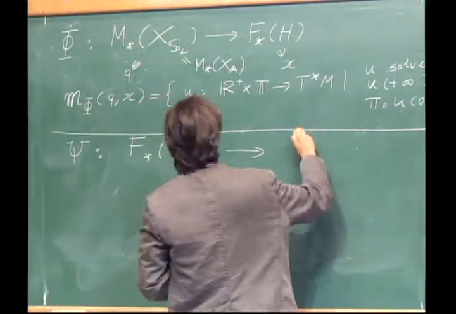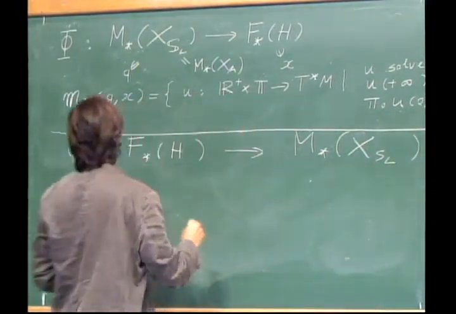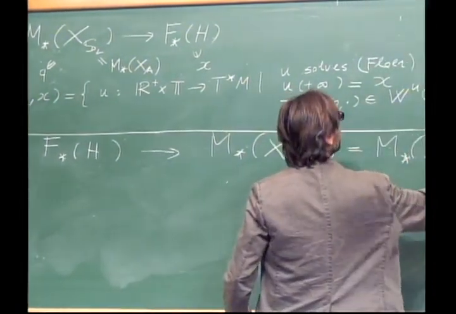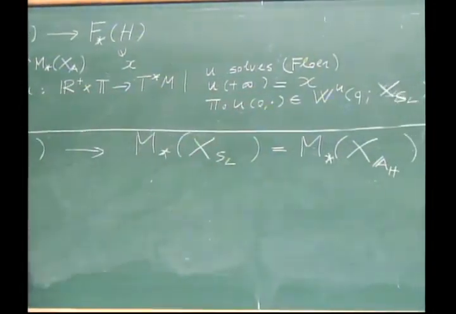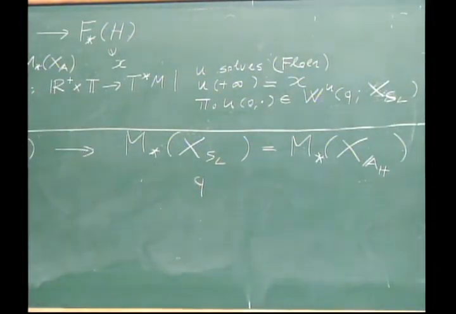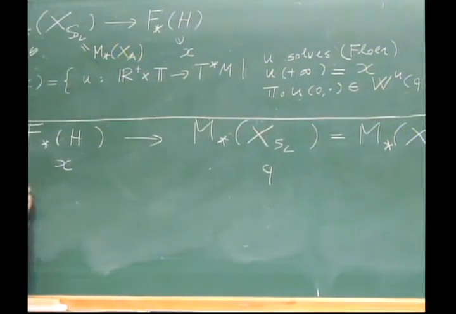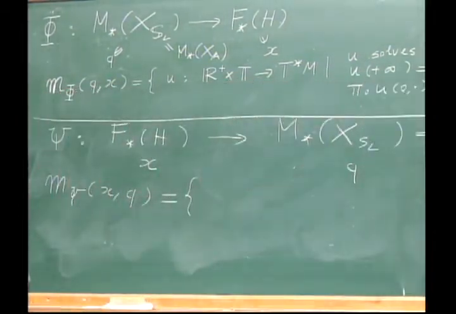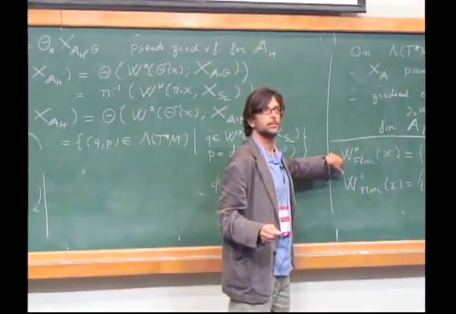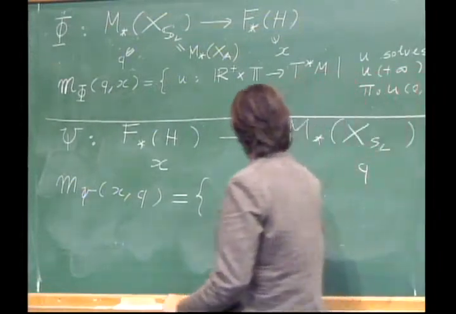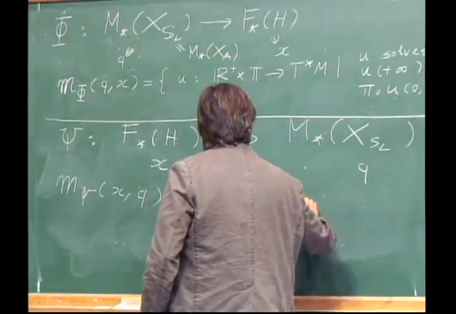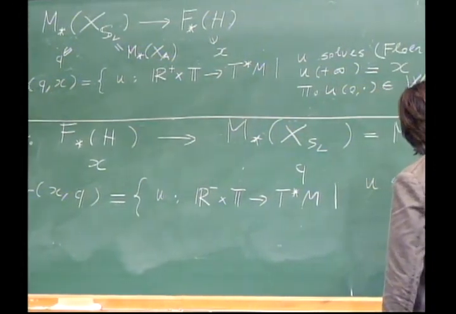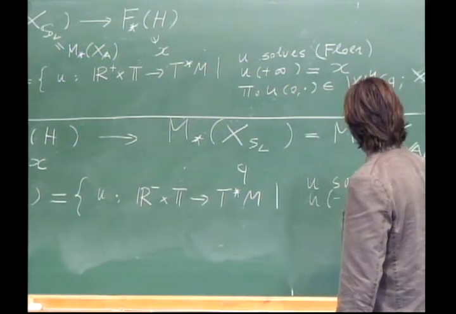So now we want to go from Floer homology to Morse homology of XS. And we do the same thing. Now we have, again, this is we identified with the Morse homology of XA. Here we have X this time, and here we have Q. And now we want to define M psi X Q. So again, this time we have to intersect stable manifold on that side with unstable manifold on these sides. So this should be U's, which are now defined on R minus cross T with values in T star M. Again, U should solve the Floer equation. U at negative infinity should be X.